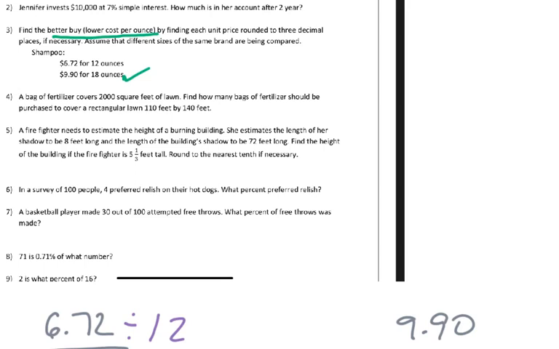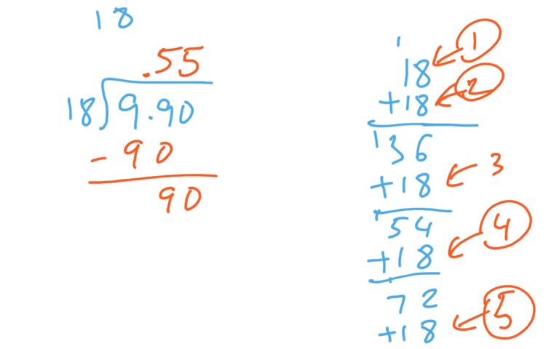Okay, let's look at number 4. And actually, I'm just going to do number 4 on another page. So let's look at number 4. A bag of fertilizer covers 2,000 square feet of lawn. Find how many bags of fertilizer would be purchased to cover a rectangular lawn 110 feet by 140 feet. Okay.